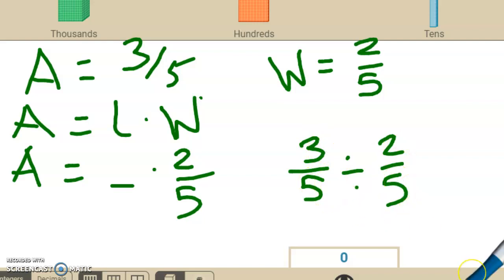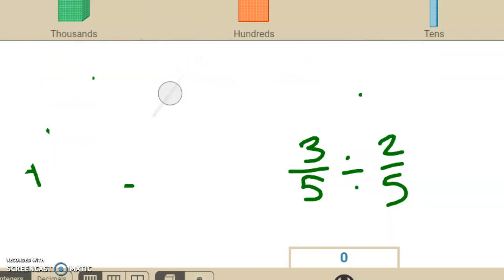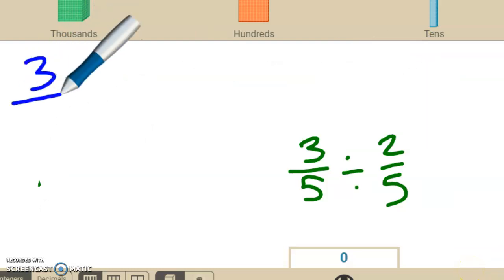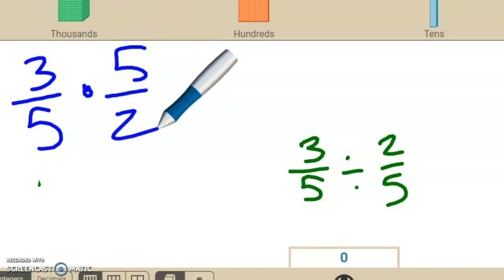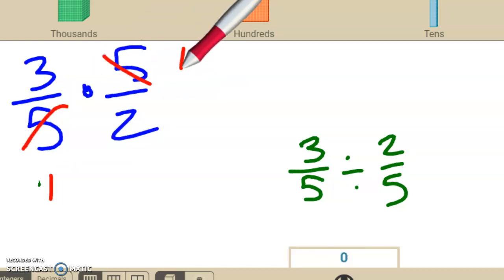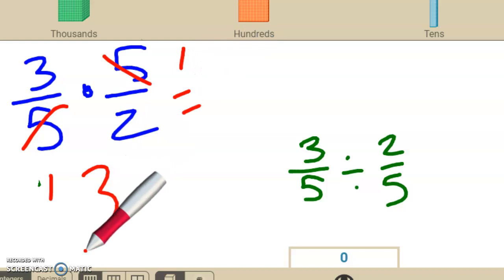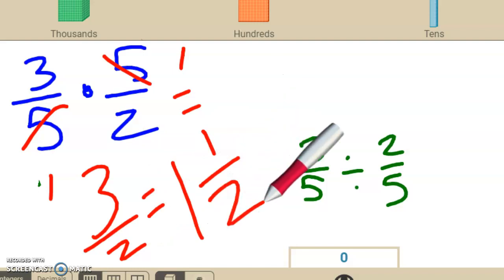Well, let's do our keep, change, flip, and I'm going to get rid of all of this. Okay, and here we have our 3/5, and we're going to change it to a multiplication problem. We're going to flip this, and then my favorite part, which is simplify. 5 goes into 5 once, and we end up with 3/2, and we know that when we change this back into a mixed number, it's going to be 1 1/2. So the missing piece was 1 1/2.